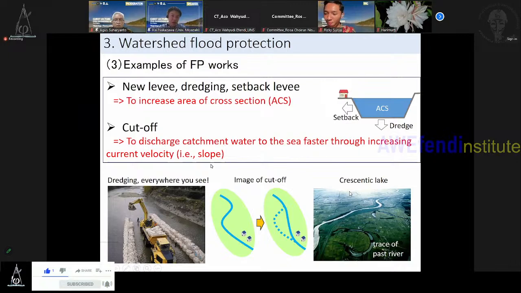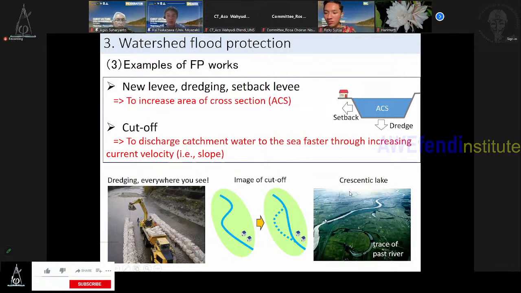And cutoff is to cut off the winding river to straight. Like the river manager straightens the winding river to a straight-like shape, like this. So this is effective because the flood water can be discharged to sea immediately, because the cutoff river has a high slope, high gradient. So I will talk about cutoff later again.